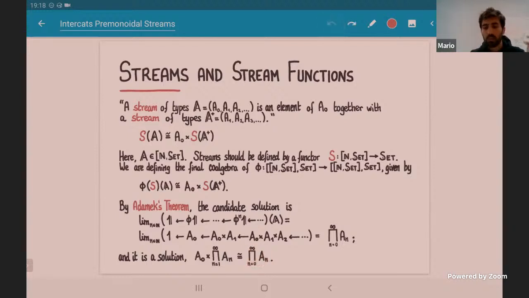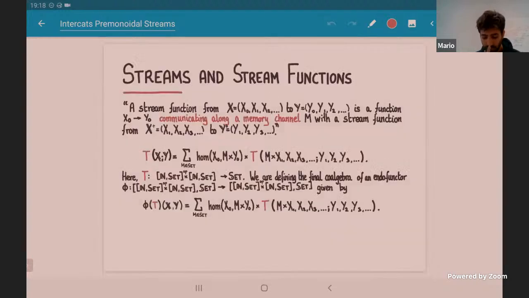So I claim that it's a good idea to try to do the same thing for monoidal categories and try to get our construction. So before we do that, we need to consider not only streams, but also control streams, because in monoidal categories we are not going to be done when we define the elements. We want to define the elements with some input and some output. So first we say a stream function now from x0, x1, x2 to y0, y1, and y2 is going to be a function that goes from x0 to y0, and it communicates through a memory channel with some stream function that does the rest of x and goes to the rest of y.